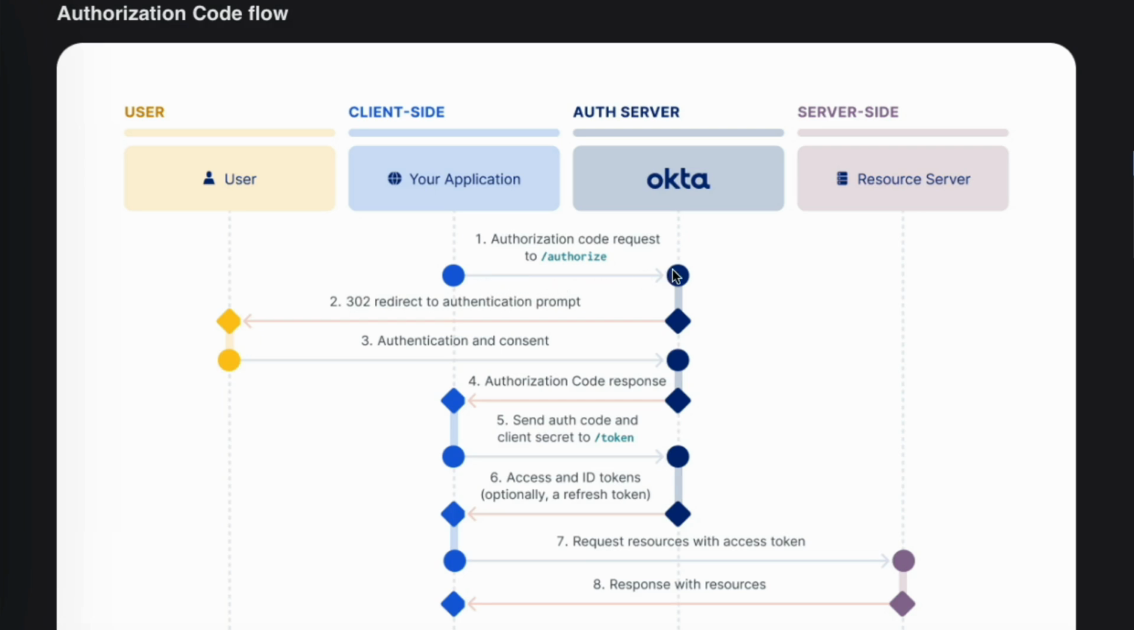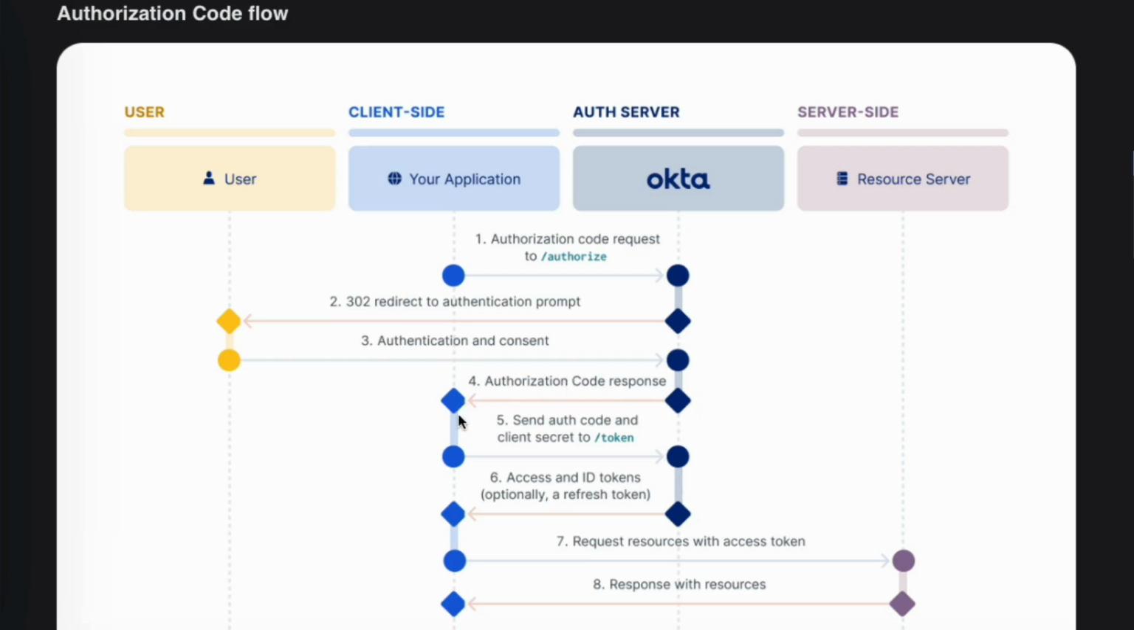Your app directs the browser to the Okta sign-in page through the authorized request. Then Okta redirects the authentication through a 302 redirect to the Okta sign-in page. Then, the user authenticates. Once the user is authenticated, the browser receives an authorization code from the Okta authorization server, which is passed to your app.